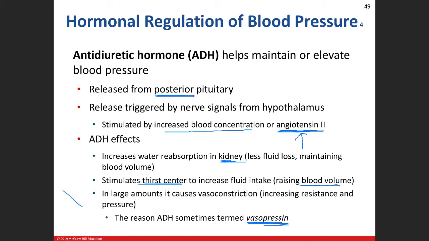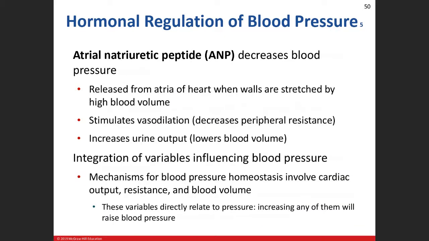But in large amounts, this is the big difference with ADH. This is why we call it vasopressin. It causes vasoconstriction. It causes the peripheral blood vessels to vasoconstrict, thereby increasing our blood pressure because it increased TPR. Questions on that? You kind of see where I'm going with this? It's kind of like a story if you understand all the players involved. Okay, so that's ADH, antidiuretic hormone.